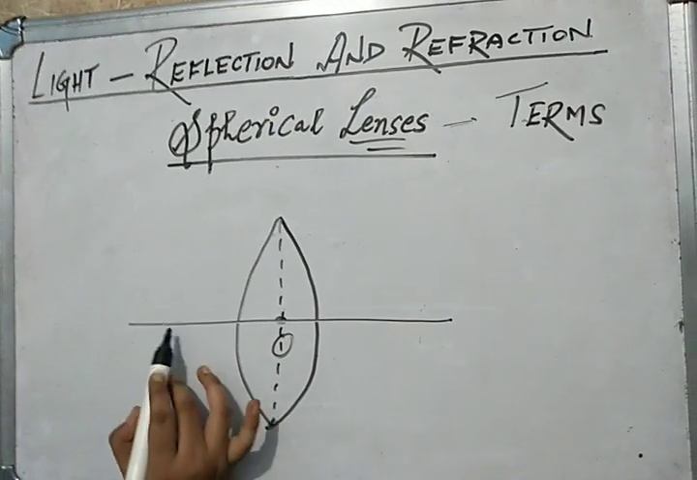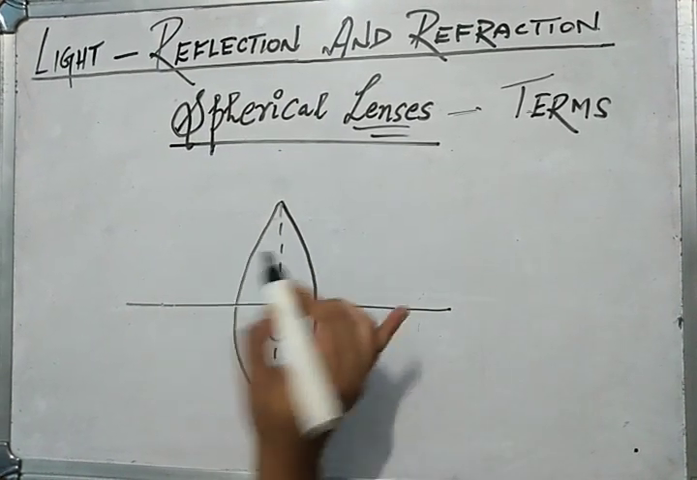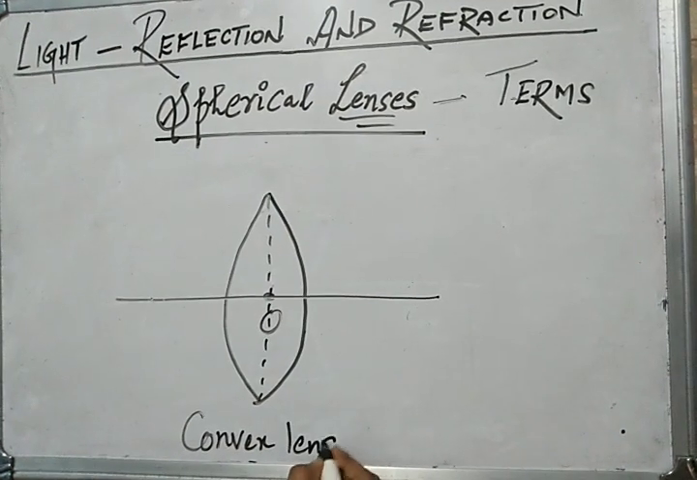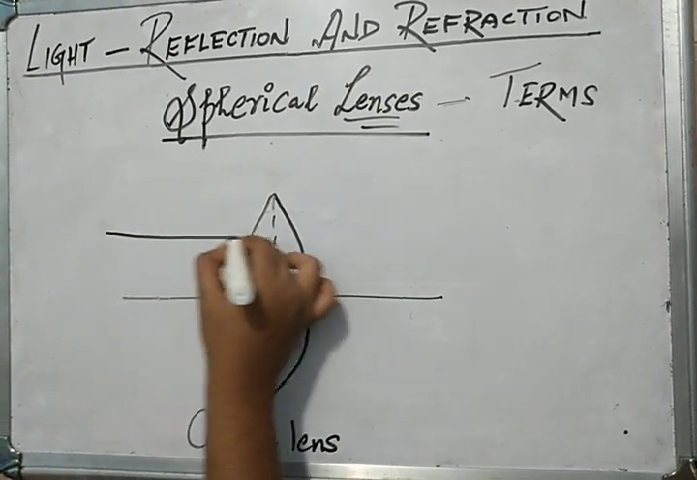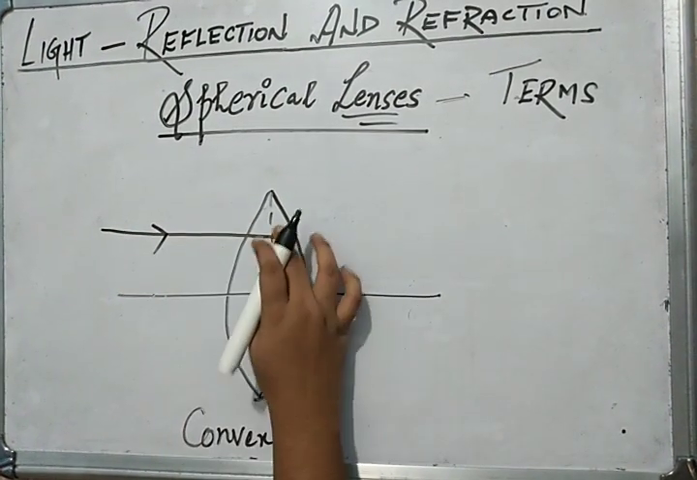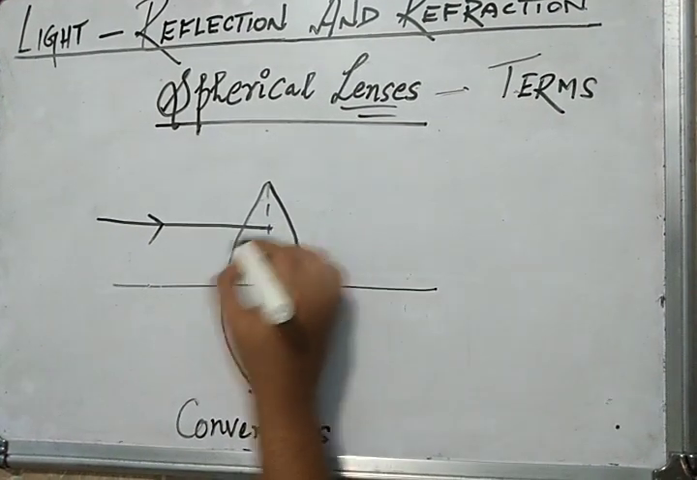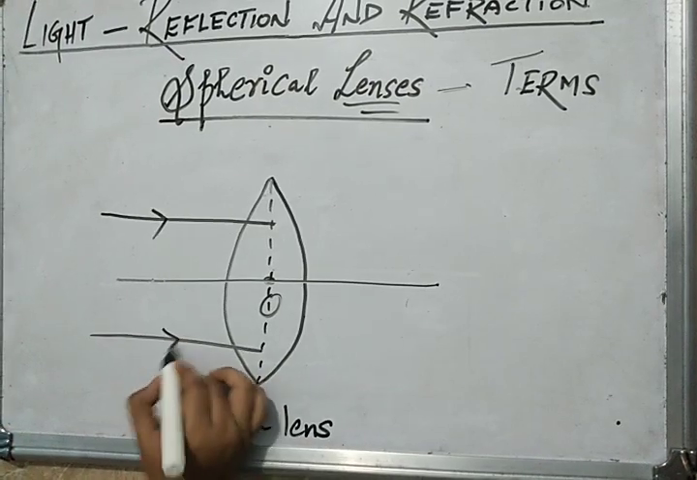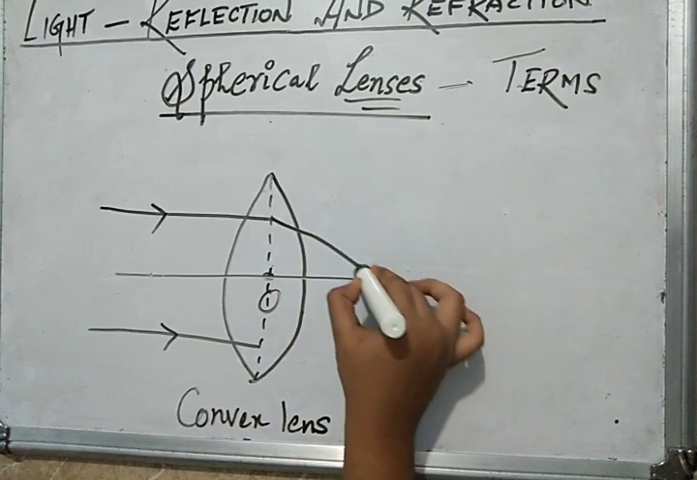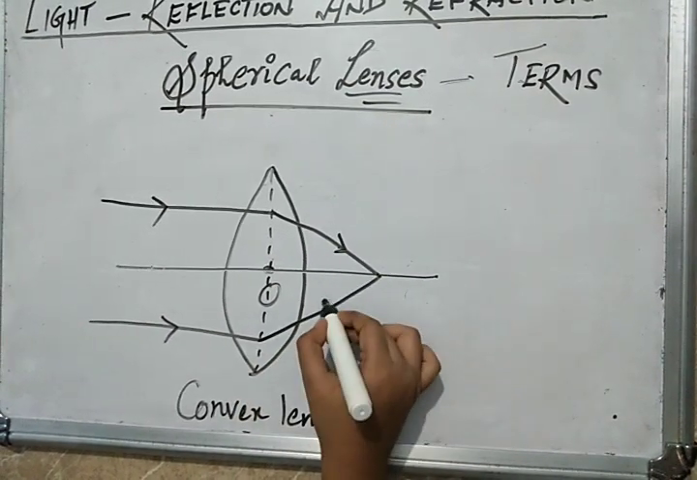Parallel rays to the principal axis incident on my spherical lens. This is the convex lens, okay? First I take parallel rays. Somewhere from infinity these rays come and are incident on the convex lens, and after refraction, I'll draw two rays. After refraction, they meet at a point, somewhere at this point.